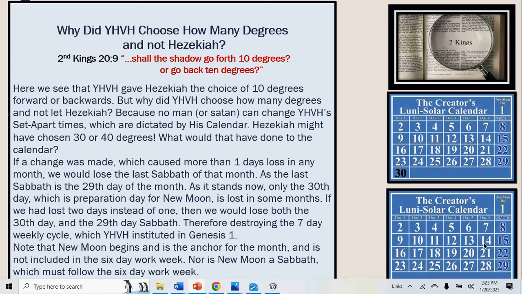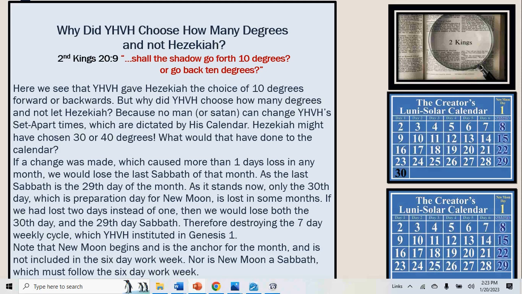So why did Yahweh choose how many degrees and not Hezekiah? 2 Kings 20:9 says, shall the shadow go forth 10 degrees or back 10 degrees? So he gave him that choice, but he limited it. So here we see that Yah gave Hezekiah the choice of 10 degrees forwards or backwards. But why did Yah choose how many degrees and not let Hezekiah? Because no man or even Satan can change Yah's set-apart times, which are dictated by his calendar.